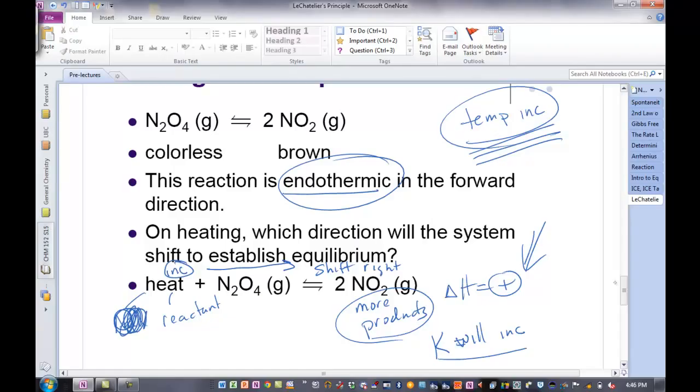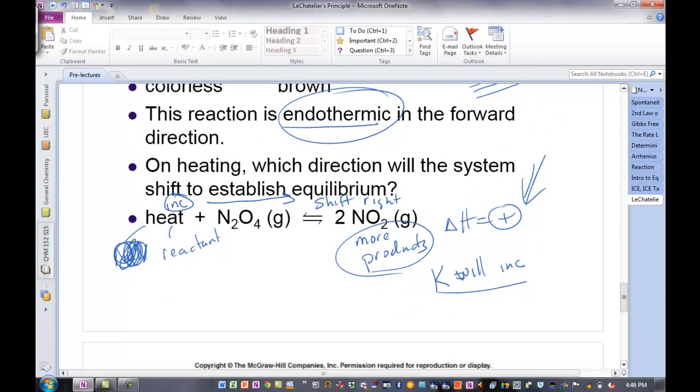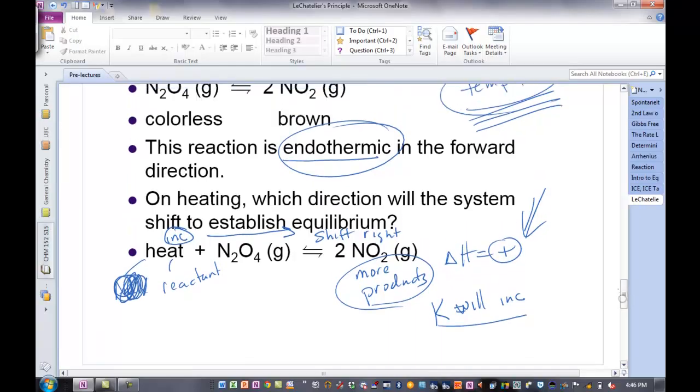All right, now, last thing for the pre-lecture. Let's talk about exothermic. If you just happen to have an exothermic reaction, and delta H is negative, just to show you that this is going to go in the opposite direction. Exothermic reactions produce heat. Heat is released. So if it's exo, put heat on the product side. Heat is produced. Heat is released.